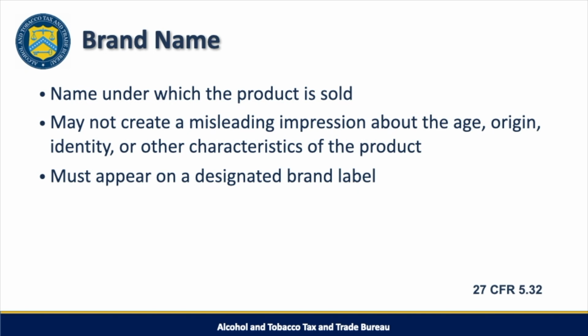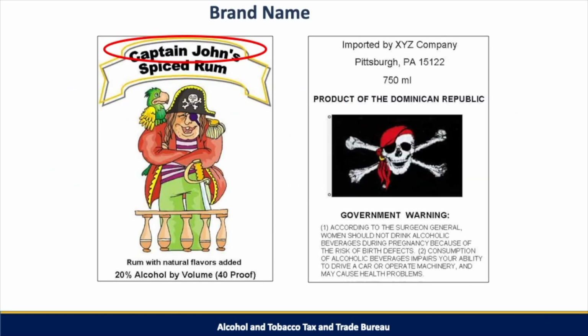Brand name. Brand name is the name under which your product is marketed. It may not mislead the consumer about the age, origin, identity, or other characteristics of the product. The brand name must appear on the designated brand label. As you can see in the sample label, the brand name Captain John's appears conspicuously in large text and bold print on the brand label, along with the statement of composition and alcohol content.